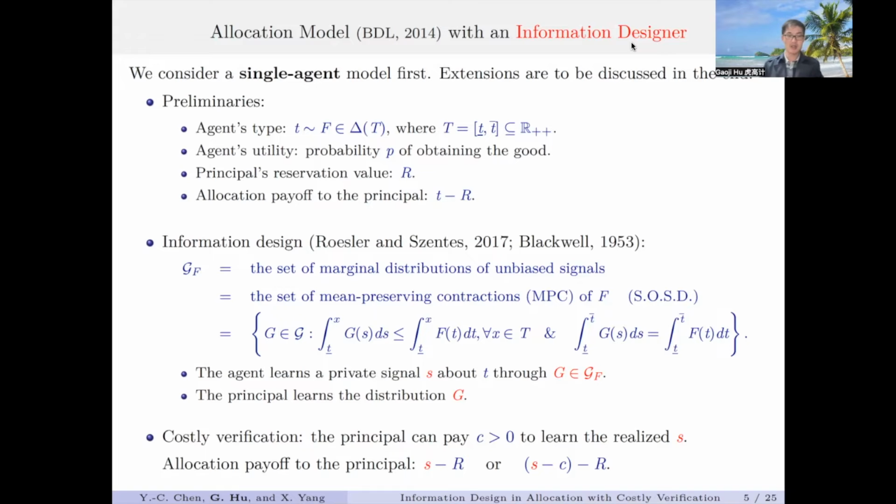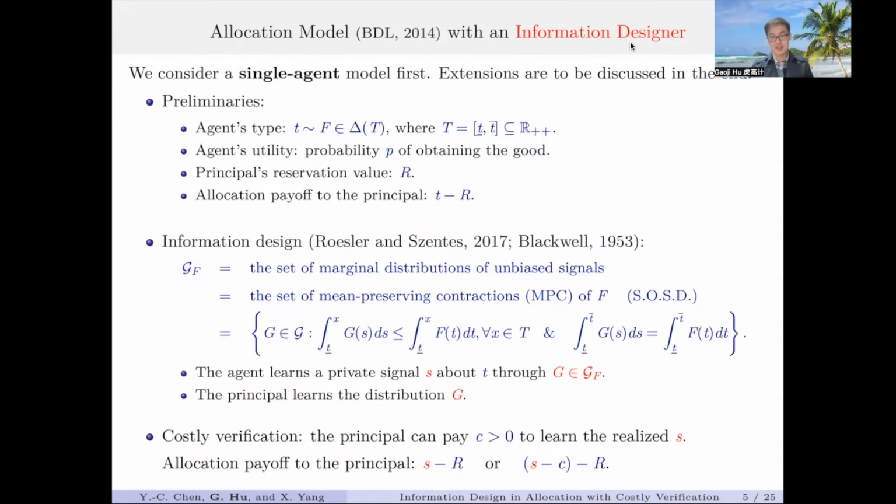Okay. And of course, we should have the costly verification part in mind. If the principal pays a cost c, the principal learns the realized signal s. And the allocation payoff to the principal actually depends on whether the principal checks the agent. If the principal does not check the agent, then the allocation payoff is s minus R. If the principal checks the agent, then the allocation payoff is s minus c minus R.